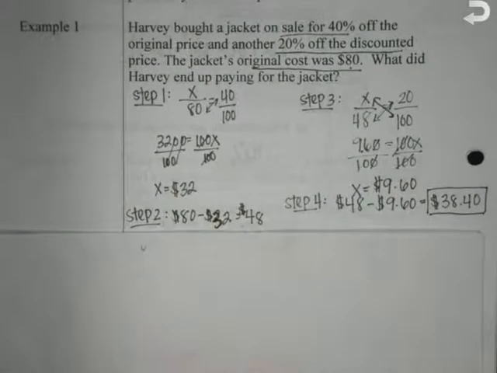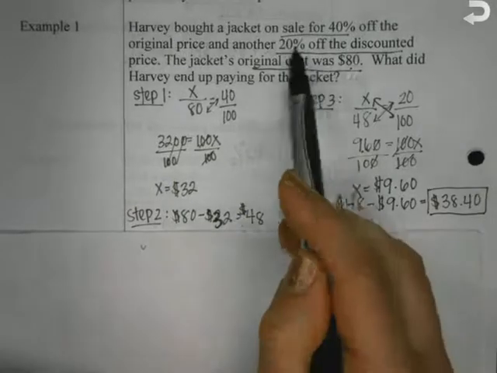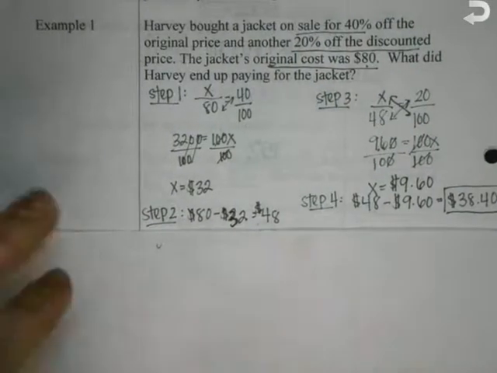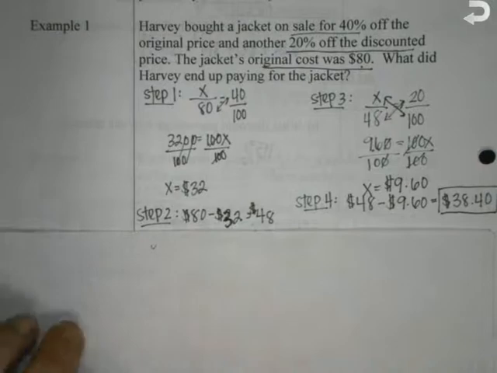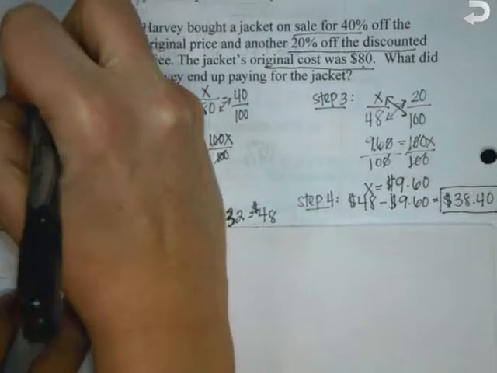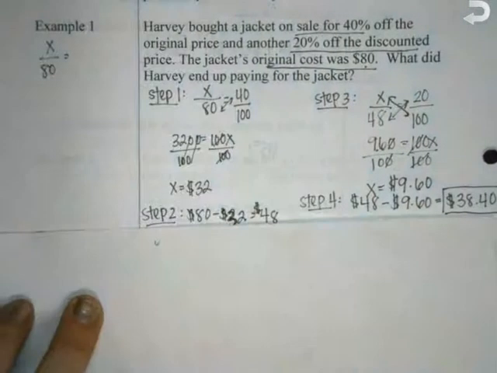Okay. So, question. Why can I not just add the percentages and take 60% off? I'm going to do it really quick to show you that you do not get the same answer. You don't have to write it all down, but I do want you to pay attention, please. Okay, so if my original cost was $80, that's X over 80 equals 40% plus 20% is 60% over 100.